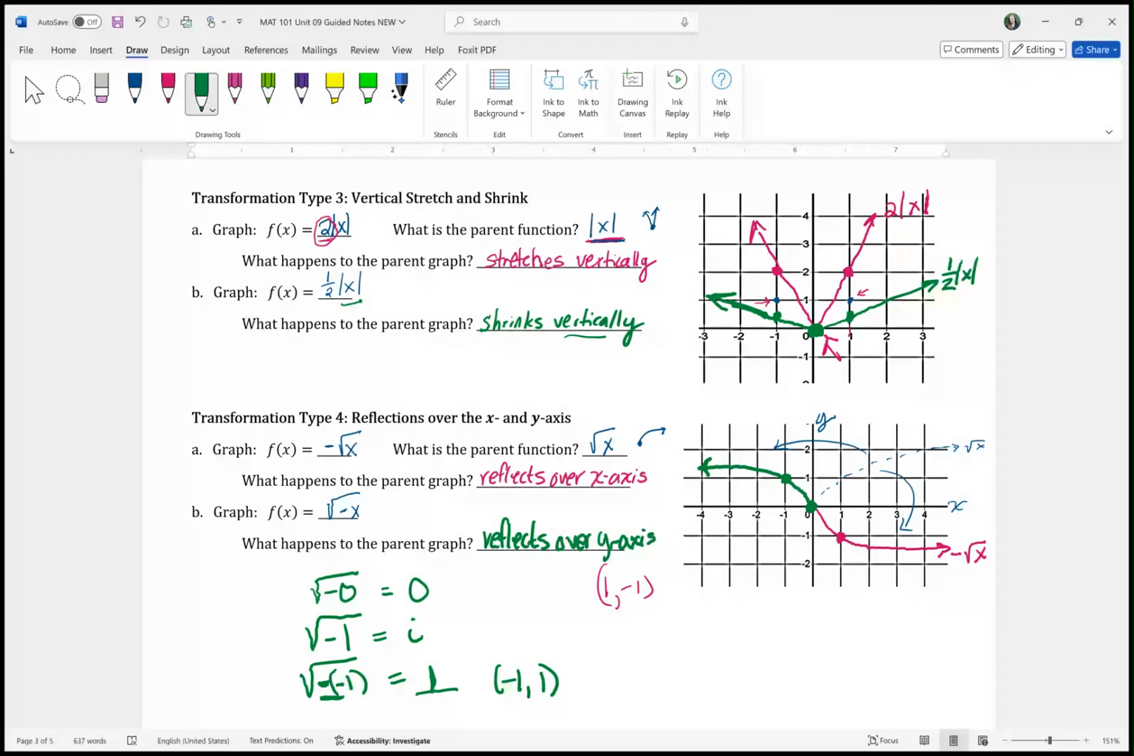All right, so we've got vertical stretch and shrink, reflections over the x-axis, and reflections over the y-axis that we can now add to our transformations.